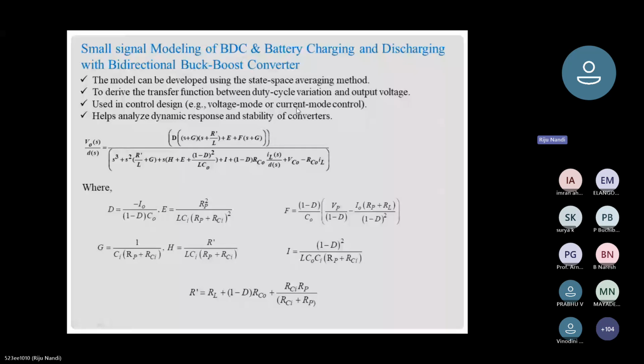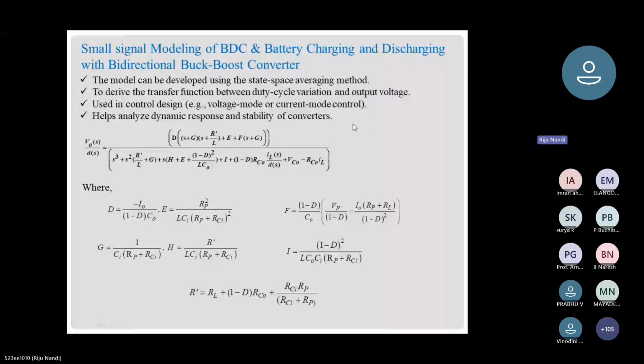It is used in control designing, such as voltage mode control and current mode control. You can use it for anything. I have used it for voltage mode control, but you can use it for current mode control also. It helps analyze the dynamic response and stability of the converter, because you have to stabilize the converter in the closed loop.